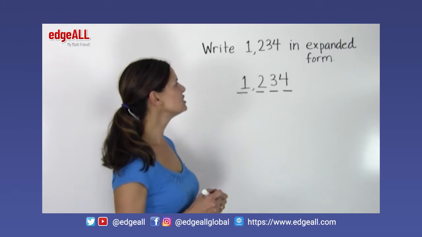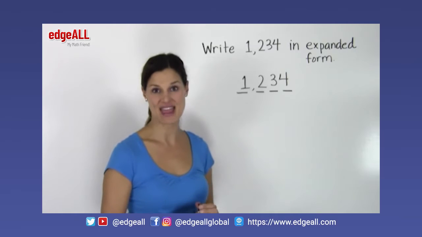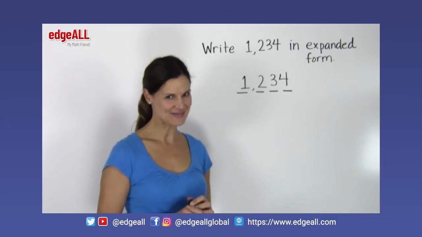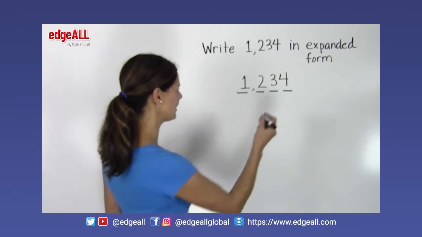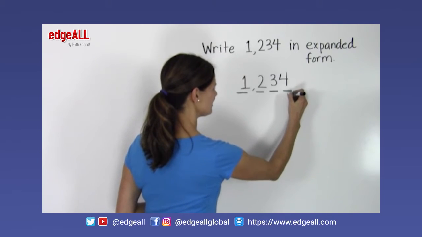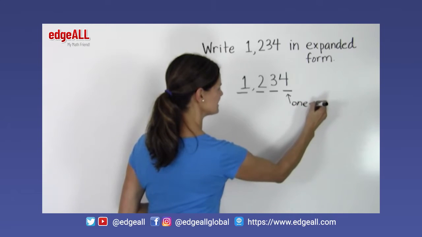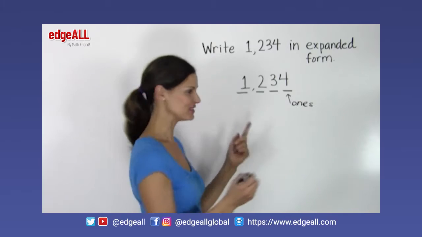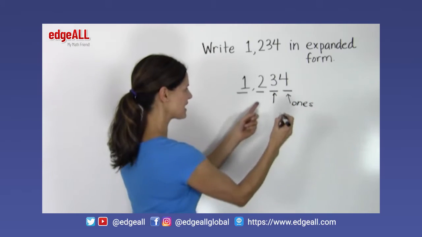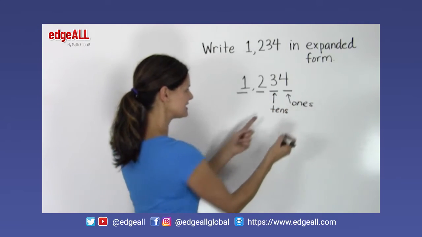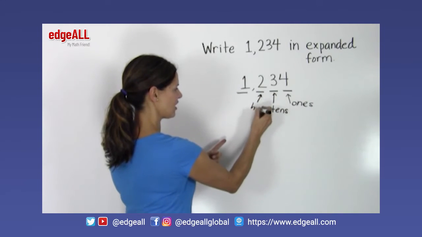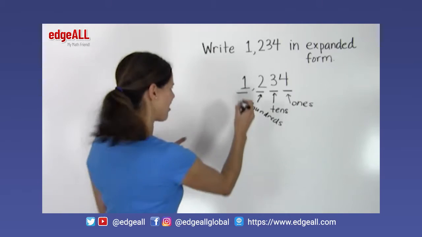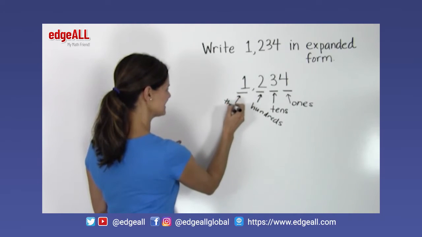Write 1,234 in expanded form. What we want to do first of all is remember the place value of each digit in our number. As we see here, this 4 is in the ones place. And as we move to the left, we're looking at multiples of 10. So this 3 is in our tens place. The 2 is in our hundreds place. And this 1 is in our thousands place.